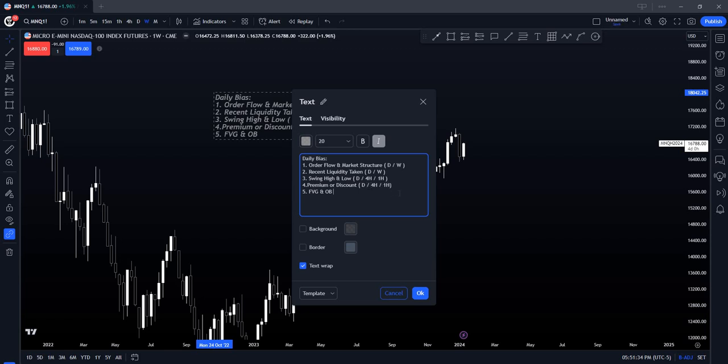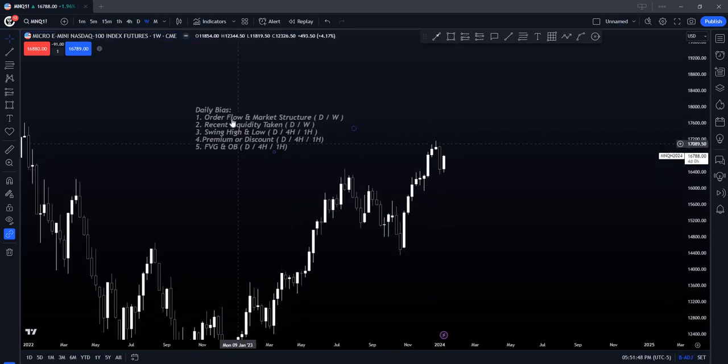Fair value gaps and order blocks, these are going to be on the lower time frame. So I suggest the 4-hour. And we can, let's just do daily. So looking at it like this, these are your steps.